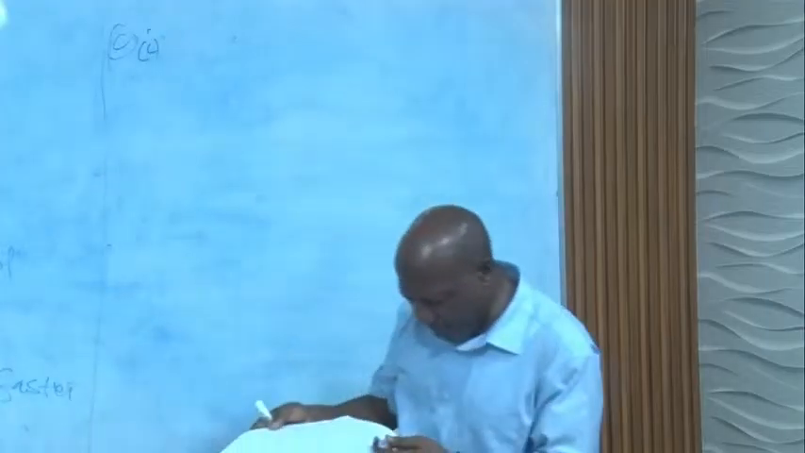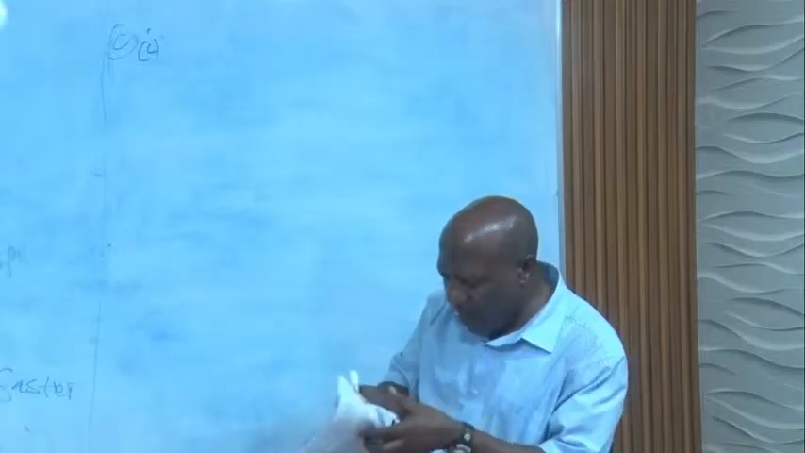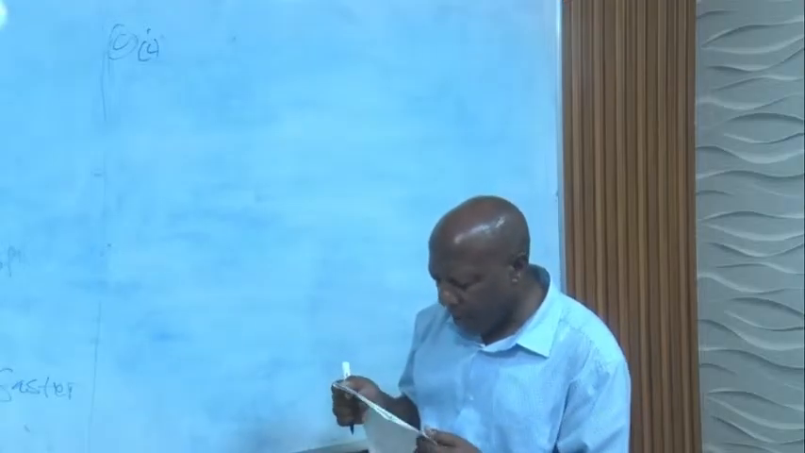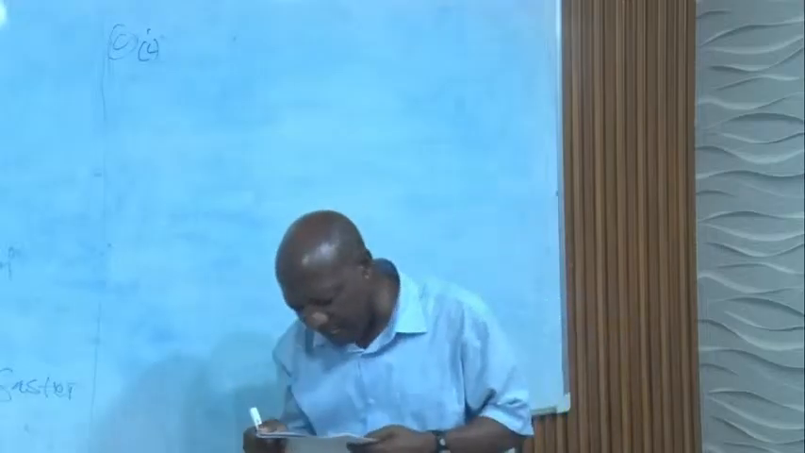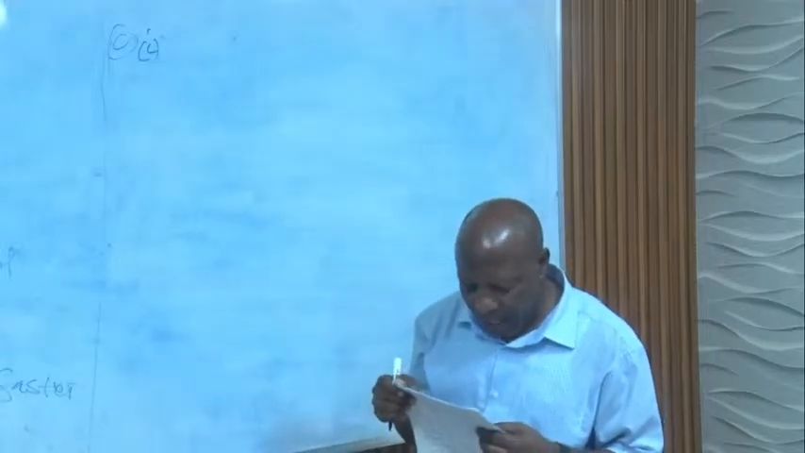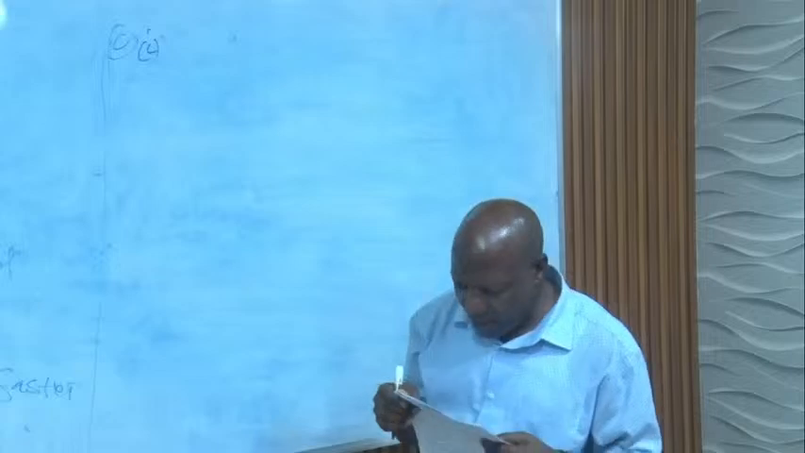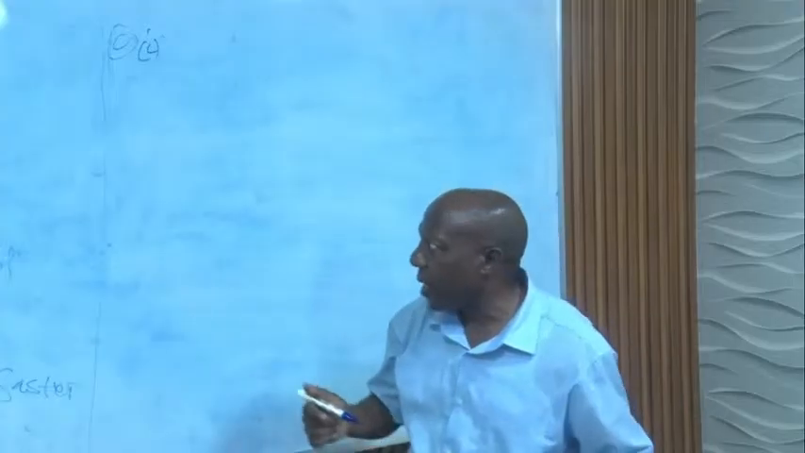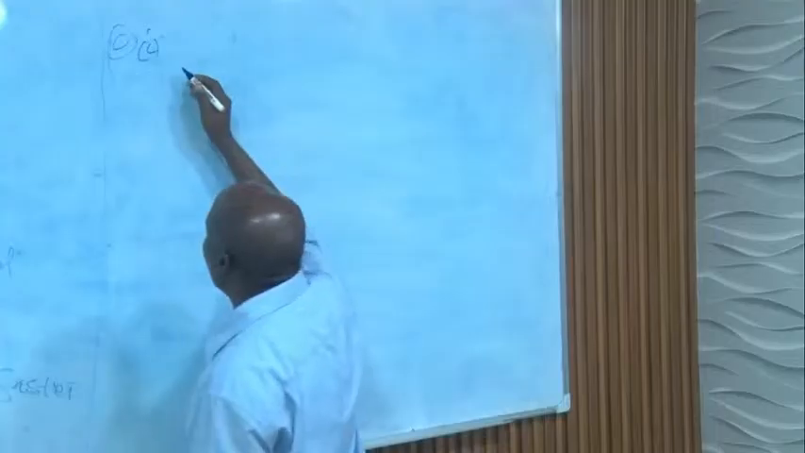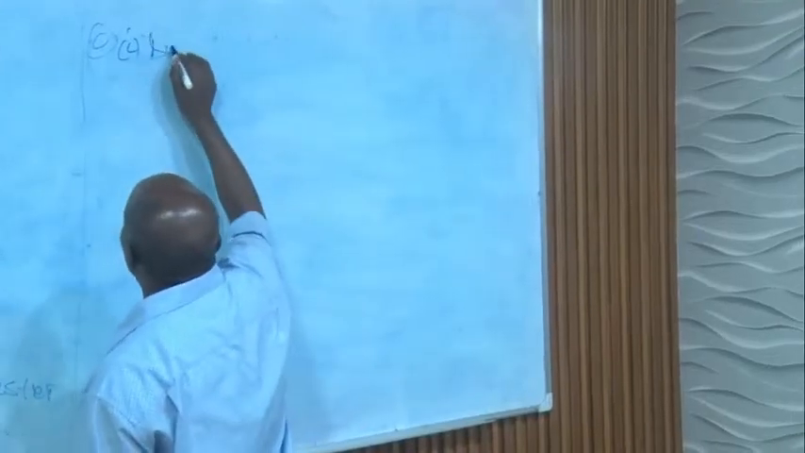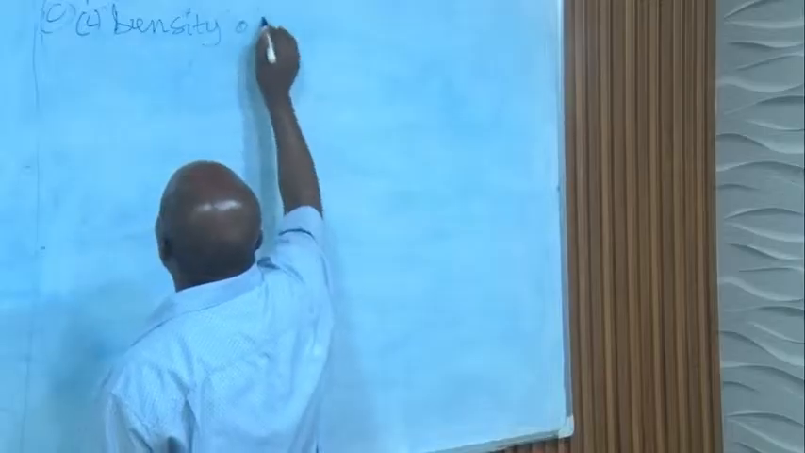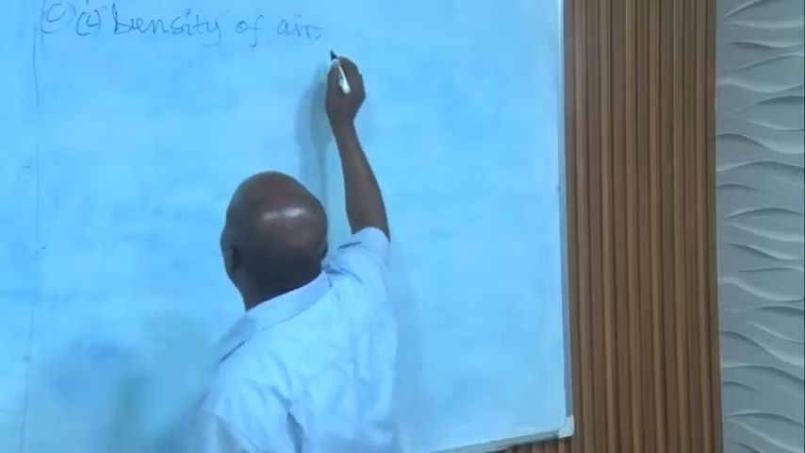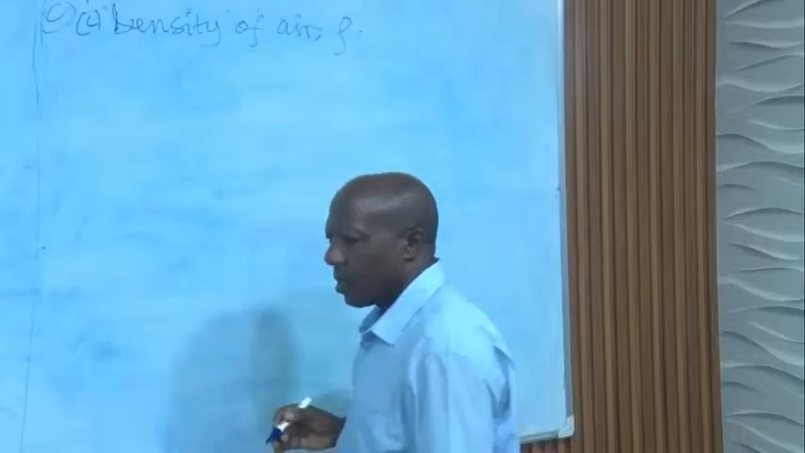Now, question 3, Roman 1. Roman 1 says, consider air to have a molar mass of 28.96 grams per mole, and determine the density of air at 298 Kelvin and 1 atmosphere in grams per liter. So here the question is to calculate the density of air. Let us abbreviate it by rho.